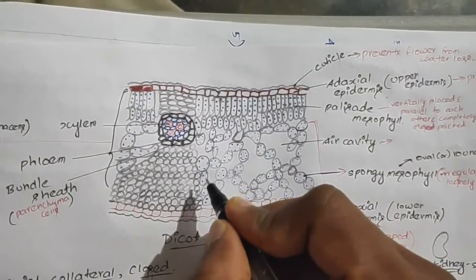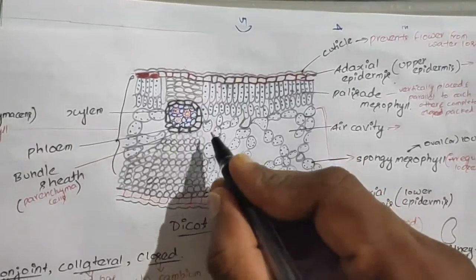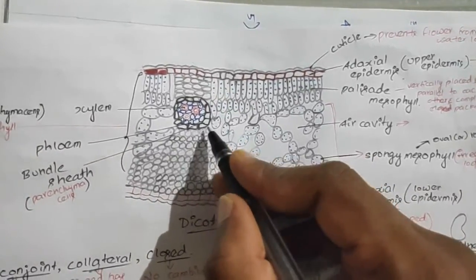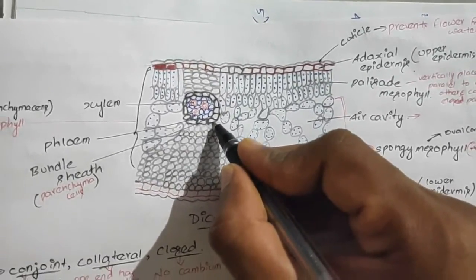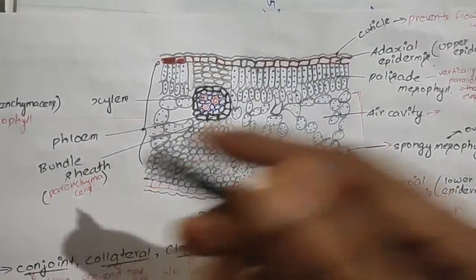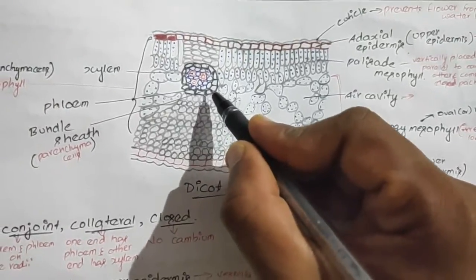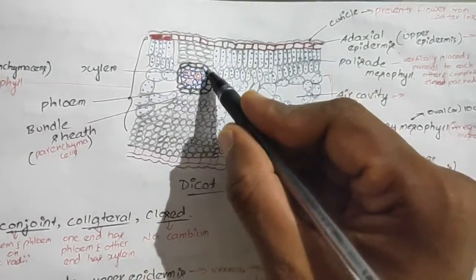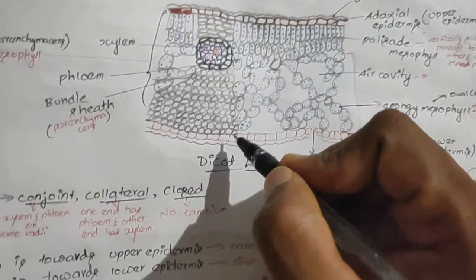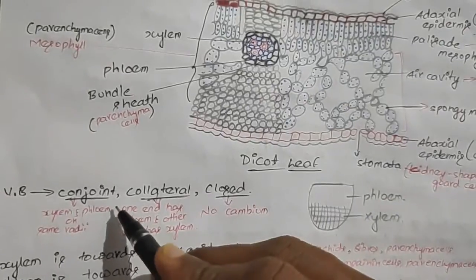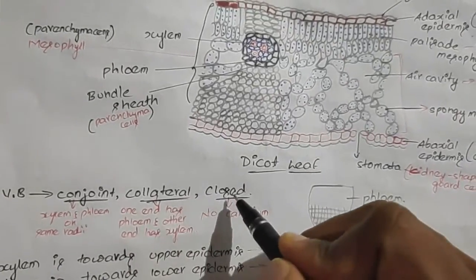Inner to this mesophyll, we see the vascular bundles. Vascular bundles of dicotyledon leaves are surrounded by compact layers of parenchymatous cells known as the border parenchyma or bundle sheath cells. The xylem in a dicotyledon leaf is present towards the upper epidermis, and the phloem is present towards the lower epidermis. Vascular bundles in dicotyledon leaves are conjoint, collateral and closed type.